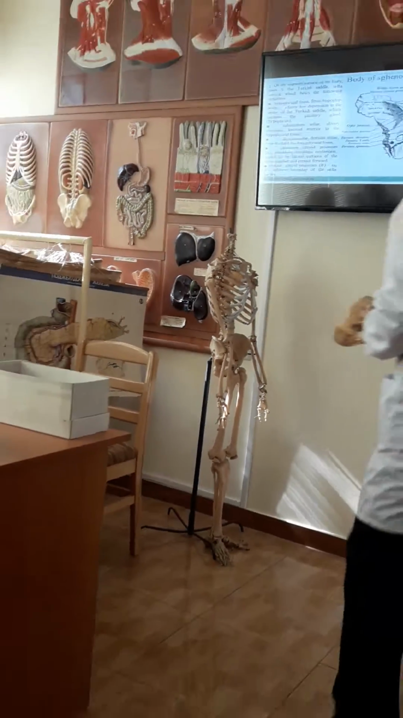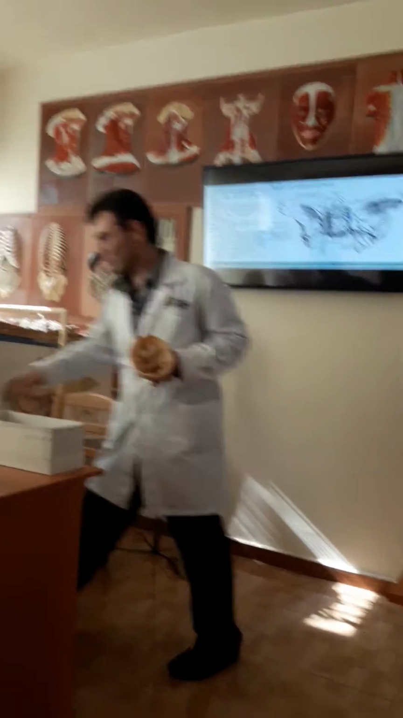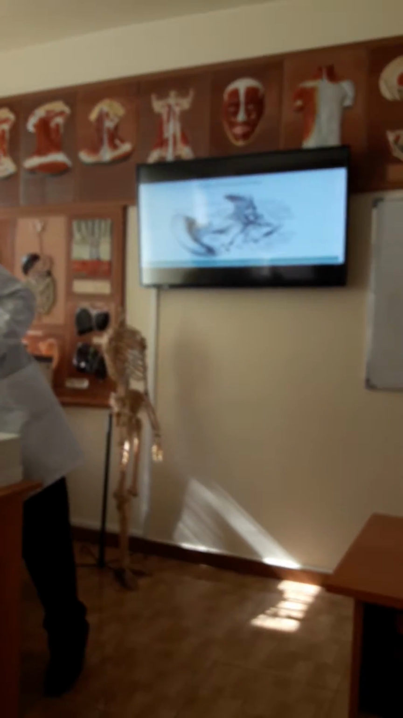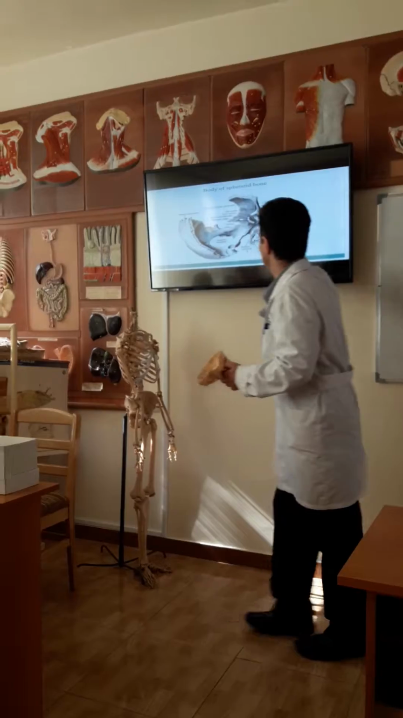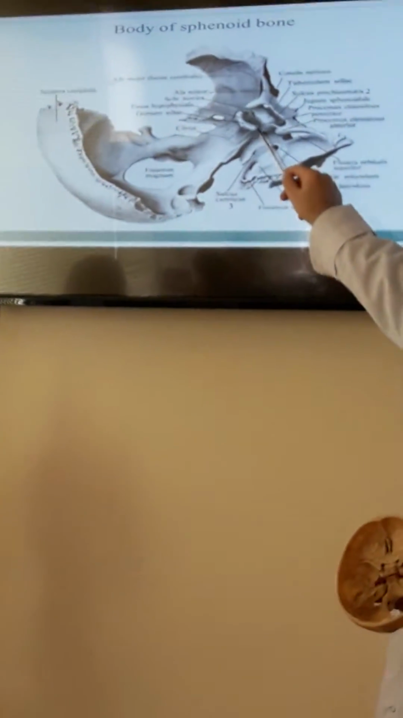I don't know if it's well visible here or not. I think it's not so well visible. Maybe I will show it in the next picture. Here it's better visible. Look here, please. This is the fossa which we call sella turcica, the fossa hypophysalis.